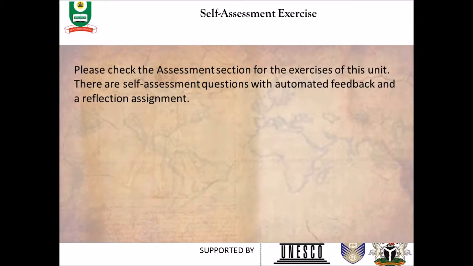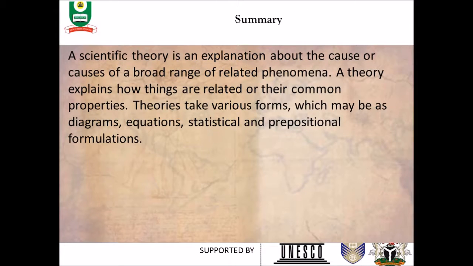A scientific theory is an explanation about the cause or causes of a broad range of related phenomena. A theory explains how things are related or their common properties. Theories take various forms, which may be a diagram, equation, statistical, or propositional formulation. For your exercise, please go through the exercise section.